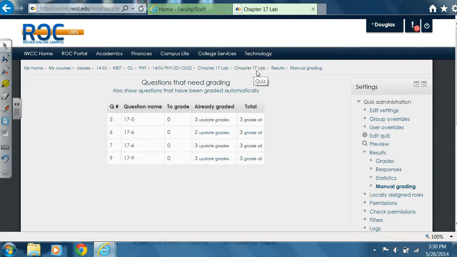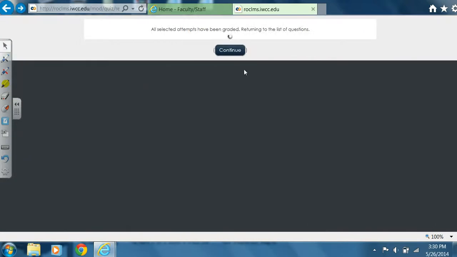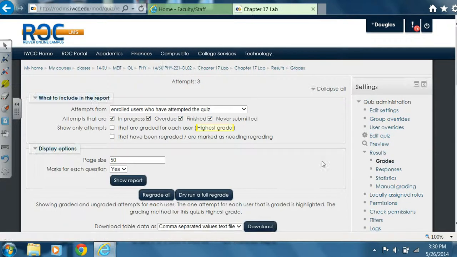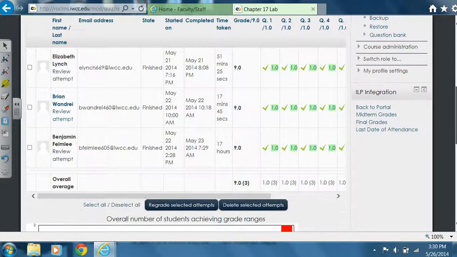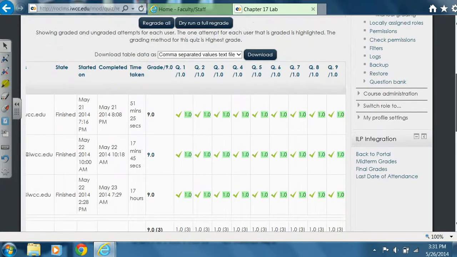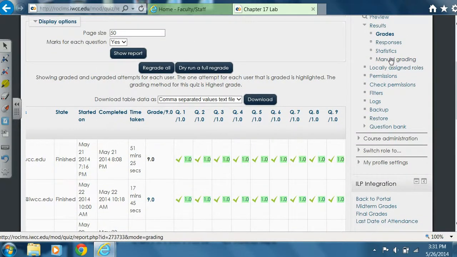I'm going to go back to the grade book, hopefully, and I didn't get there, so I'll go back. Alright, now I'm back on grades, and I see that everything is updated and everything is graded there. So now you've seen that I can click on a question that needs to be graded, I can click on the entire quiz that needs to be graded, or I can go to manual grading, which allows me to look at all the question 5s at the same time that needs to be graded, or all at question 6.